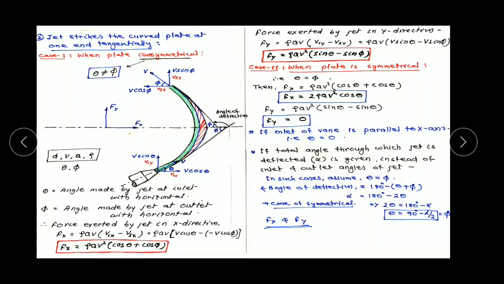which may be given as 120 degree or 110 degree, whatever it may be. Therefore 2 theta equals 180 degree minus alpha, from which we can determine theta equals 90 degree minus alpha by 2, which is equal to phi also. By putting the value of alpha given in the question, theta equals phi equals 90 degree minus alpha by 2. By putting the values of theta and phi in the equations, Fx and Fy can be determined.